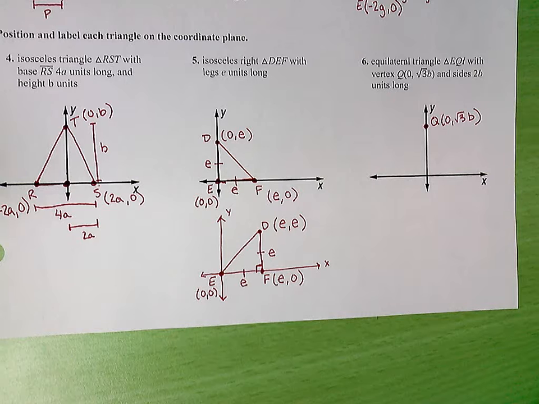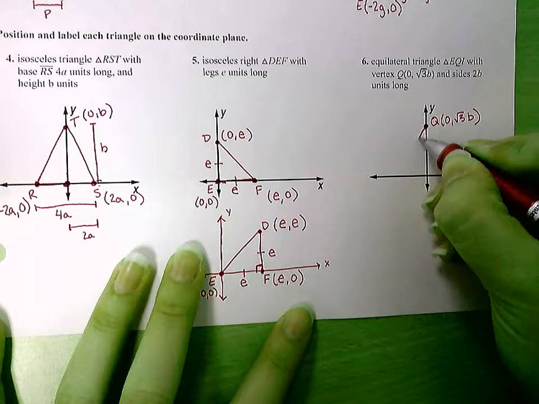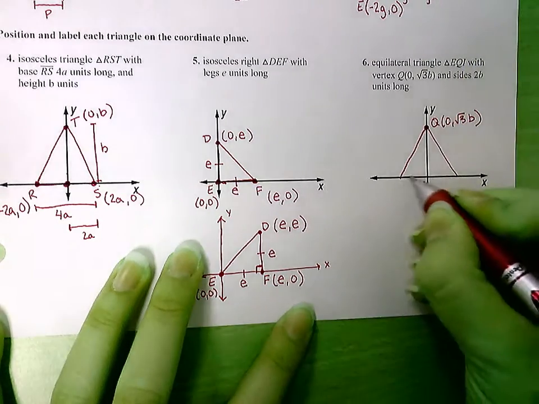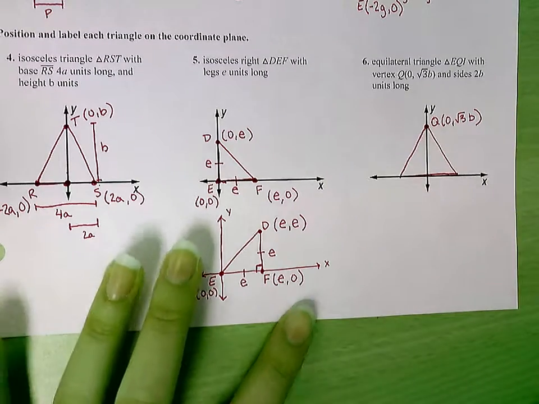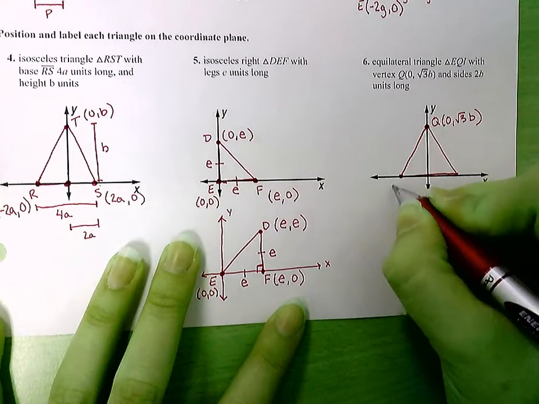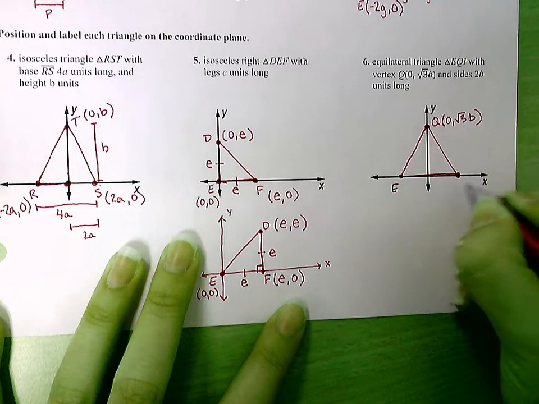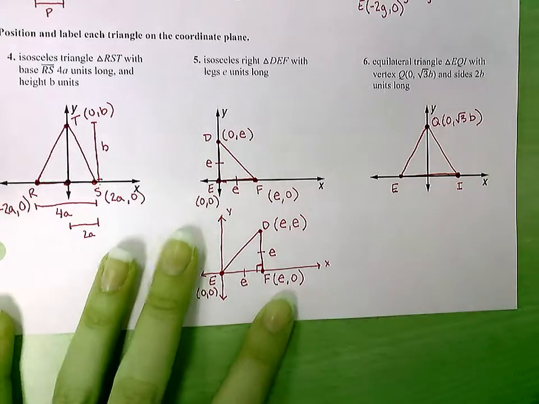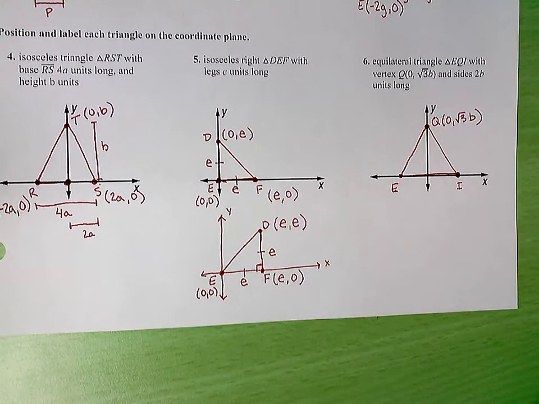Okay, I go left or right 0. That means it has to be on the y-axis. And you're going up square root of 3 times b. So you can just kind of place that anywhere on that y-axis. So that is your vertex point. So that means your triangle is going to come out this way. And my other 2 points are E and I. Now I need to find those 2 coordinate points.